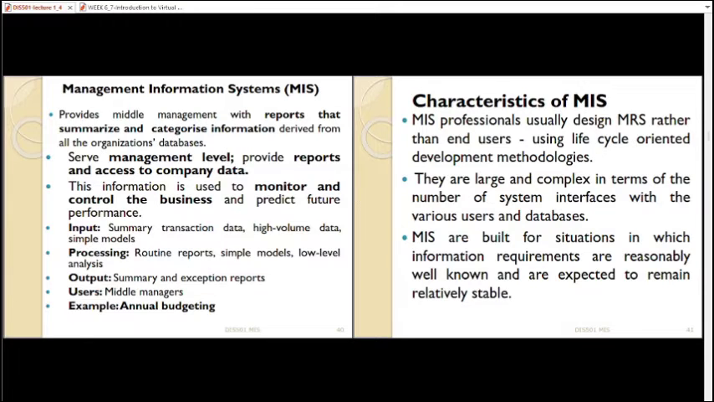That's the reason why I was saying that if it is middle management, then information is coming from the transaction processing system. And that's why you can see input: summary transactions and high volume data coming from the operational level, and also processing routine reports, and that is for managers to be able to make the right decision. Output: summary and also exception reports used by middle management. An example is the annual budgeting.